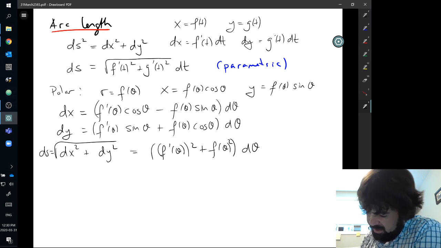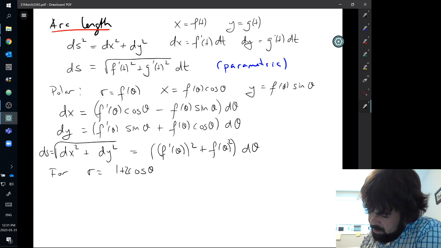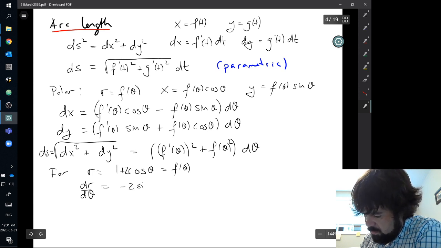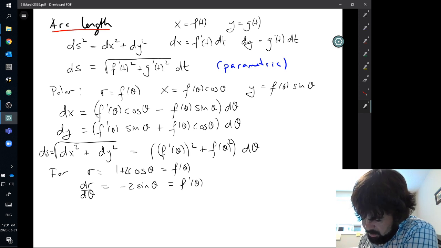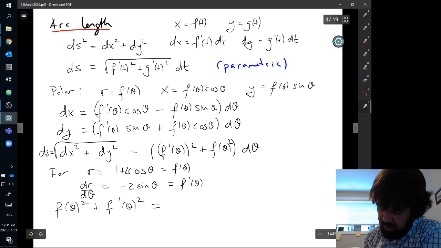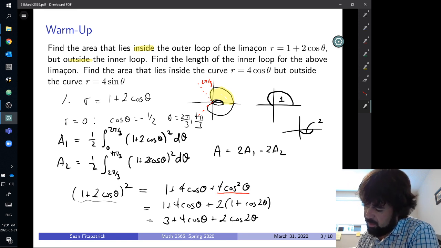So if we wanted the length of that inner loop, for r is 1 plus 2 cos theta, that's my r, that's my f of theta. So dr d theta would just be minus 2 sine theta. So that's f prime of theta. So for f of theta squared plus f prime of theta squared, I did f of theta squared on the previous slide, because that's f of theta right there. So there I get 3 plus 4 cos theta plus, actually let me leave the 4 cos theta in place. It's 1 plus 4 cos theta plus 4 cos squared.